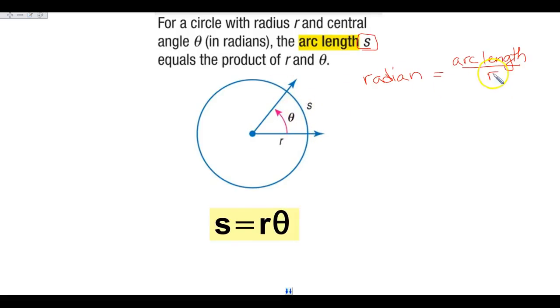First things first, we know that the radius is r and the arc length is going to be s. This right here is the Greek letter theta, T-H-E-T-A. Okay, so that is theta.